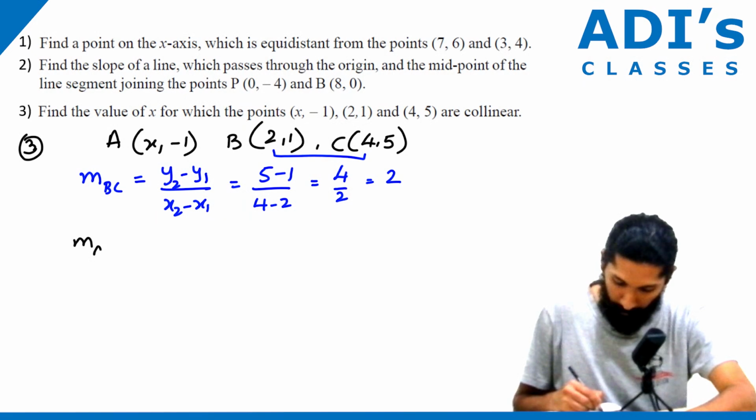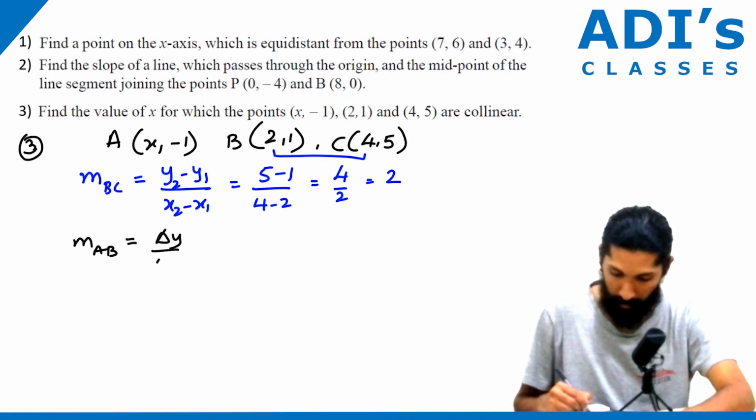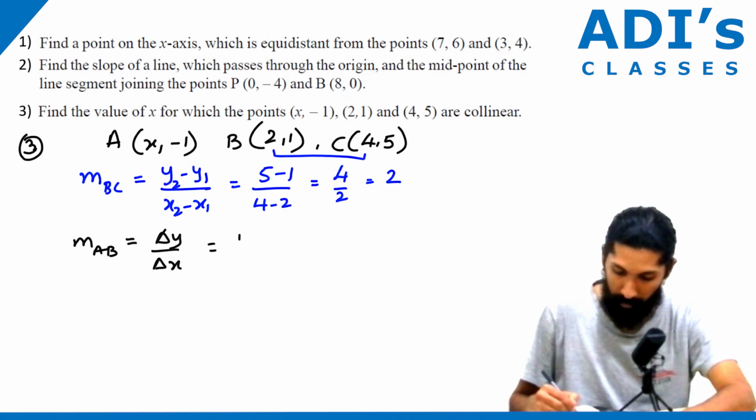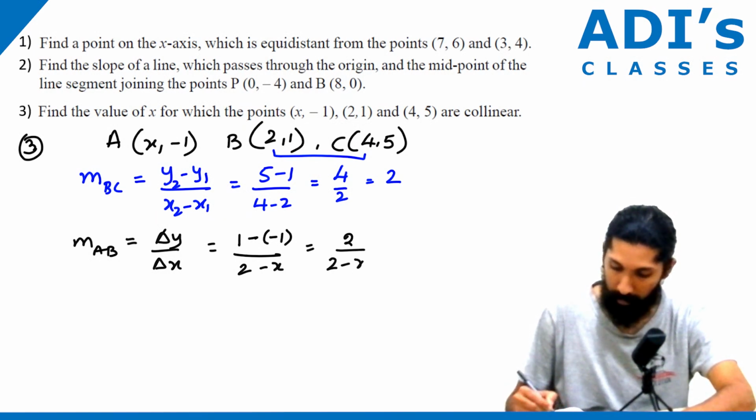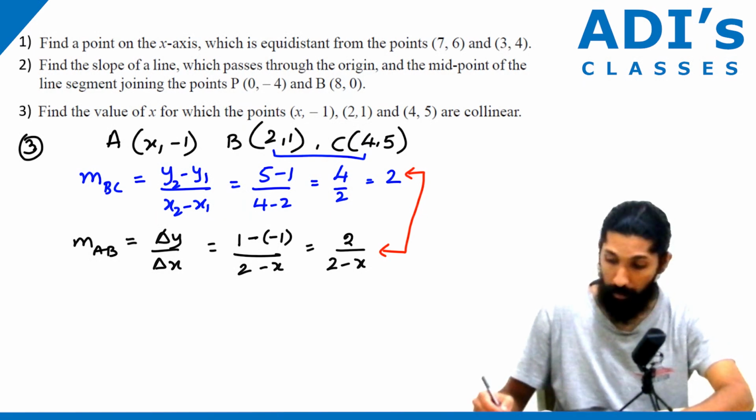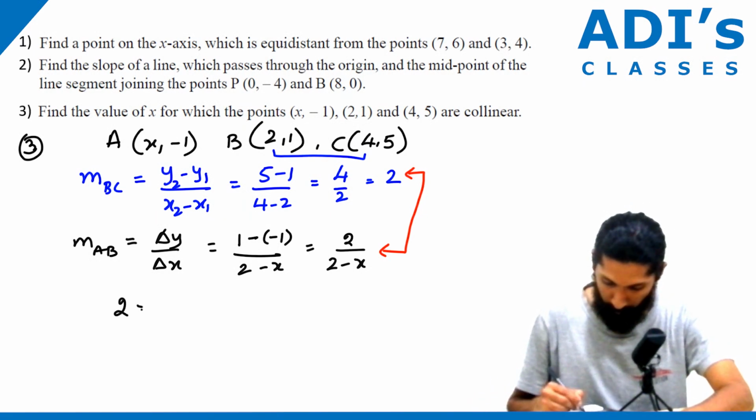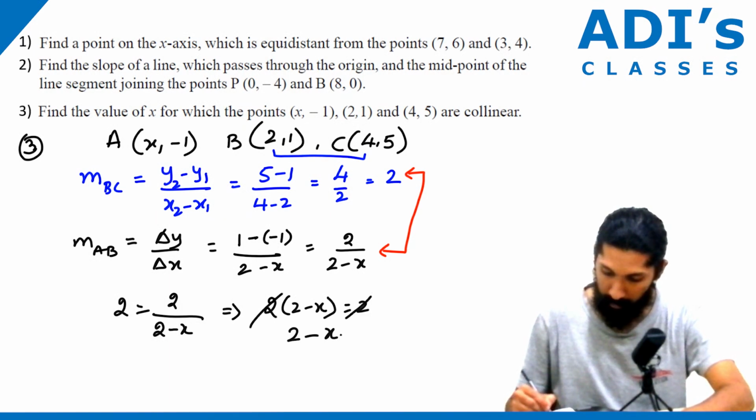Now the slope of AB we'll calculate. Again, delta y by delta x. So delta y becomes 1 minus of -1, by 2 minus x. 1 plus 1 is 2. So 2 divided by (2 - x). What we know is that both of these two values are equal to one another, isn't it? So we have 2 is equal to 2 divided by (2 - x). If you cross multiply, 2 into (2 - x) is equal to 2. Cancel. 2 minus x is equal to 1.